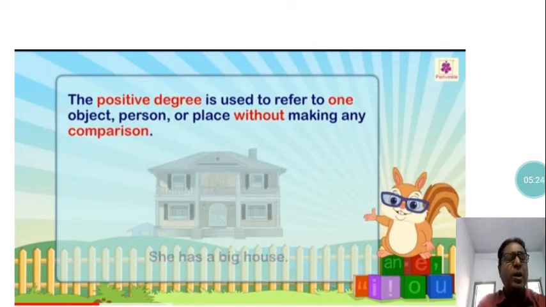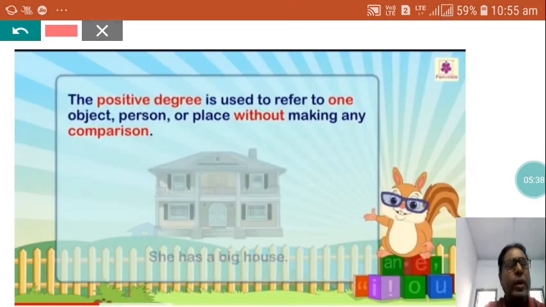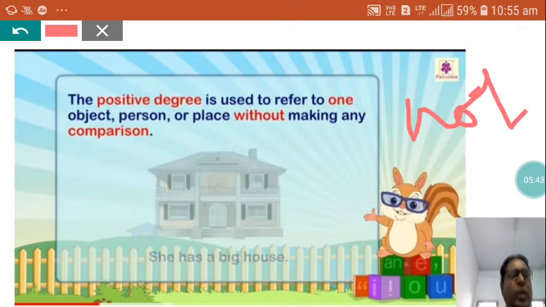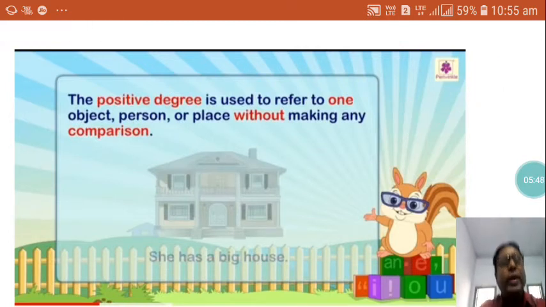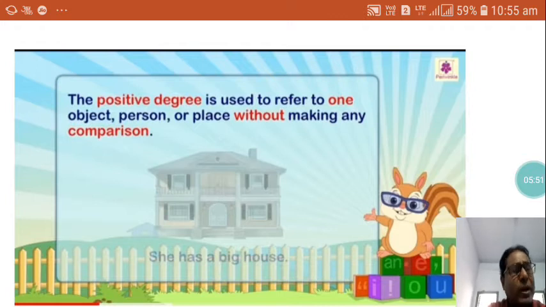May is a hot month. Here hot is describing month. But hot is in the first form, in positive form. Hot, H-O-T, hot. Hot is describing, that is an adjective. So when we use the first form of degree, that is called positive degree.